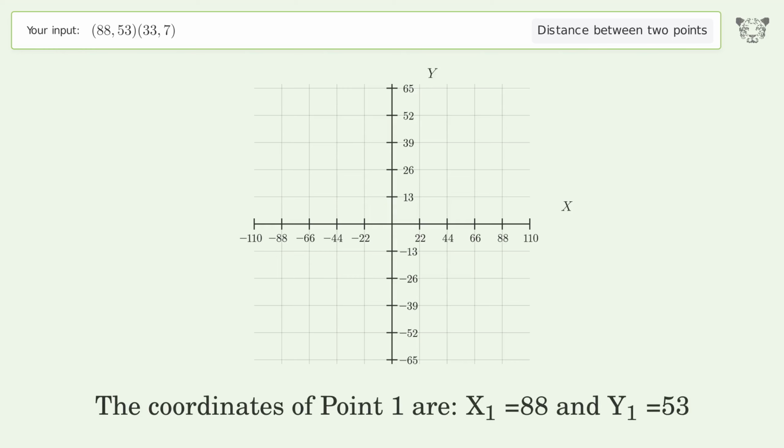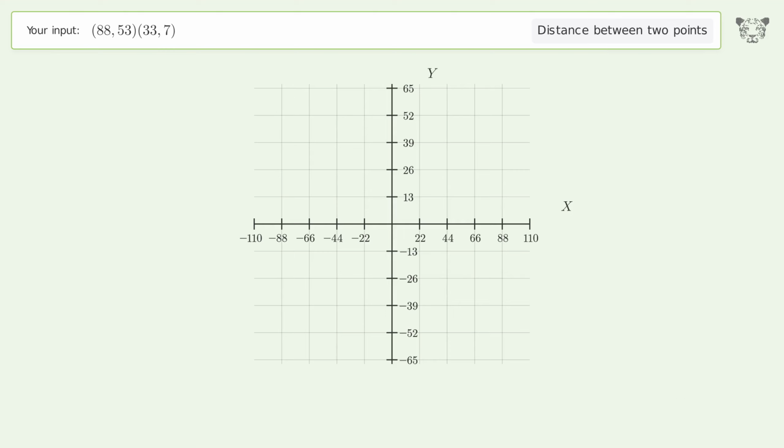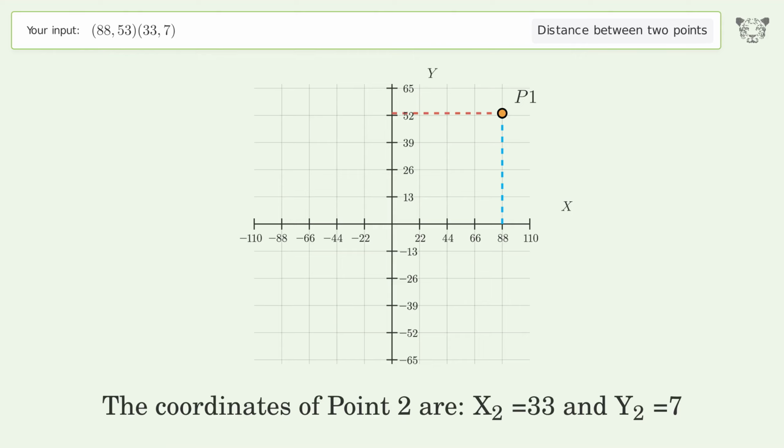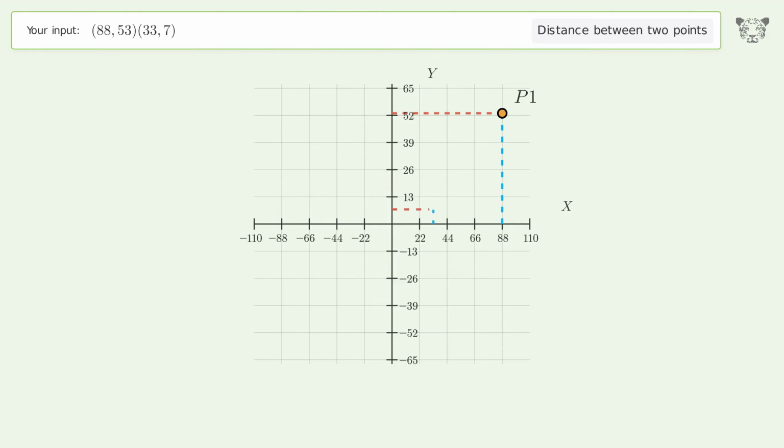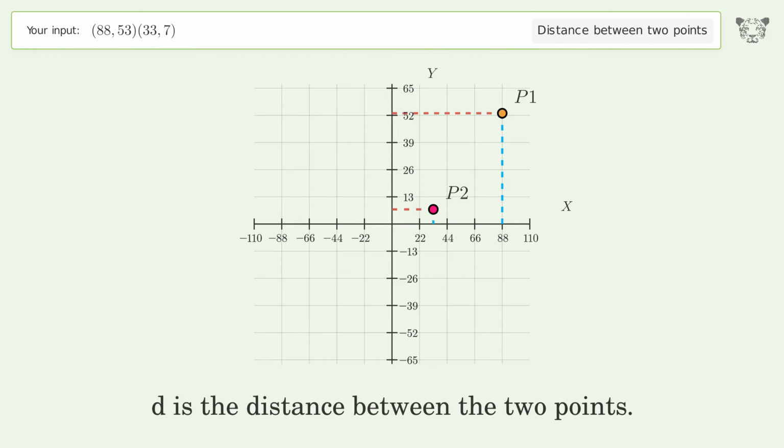The coordinates of point 1 are x1 equals 88 and y1 equals 53. The coordinates of point 2 are x2 equals 33 and y2 equals 7. D is the distance between the 2 points.